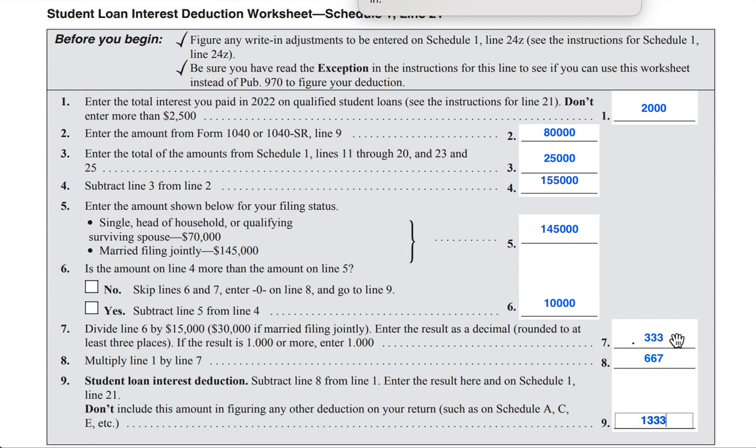If you do need to complete that using these instructions, you can find them in the Form 1040 instructions under Schedule 1, line 21. So as I mentioned, we'll put links to all the forms and schedules mentioned in the show notes. If you want to learn more about how all of the different deductions work in Schedule 1, you can check out our article on Schedule 1.